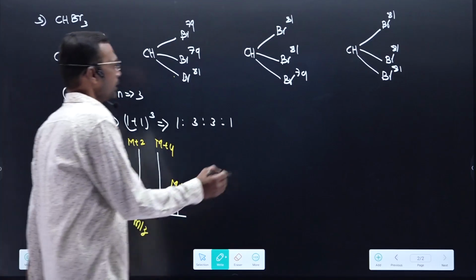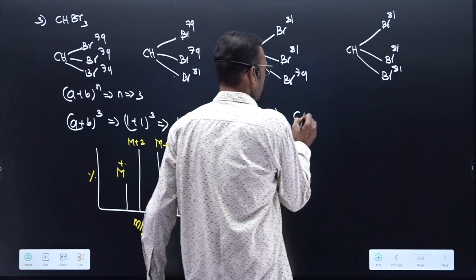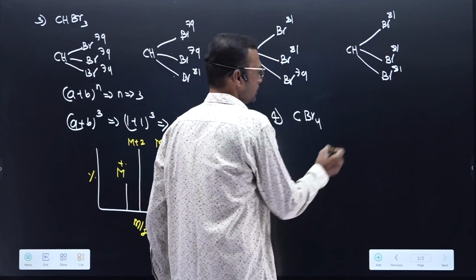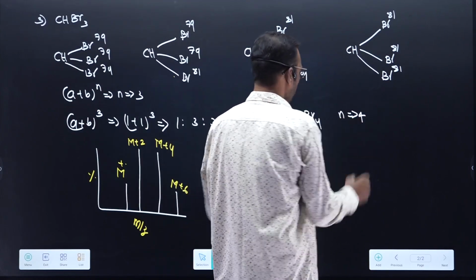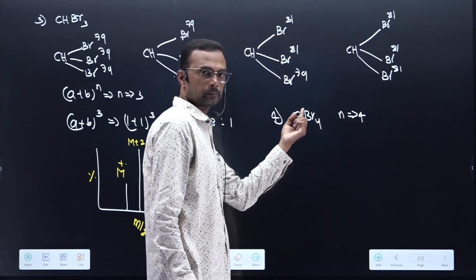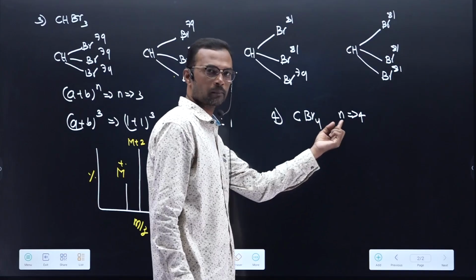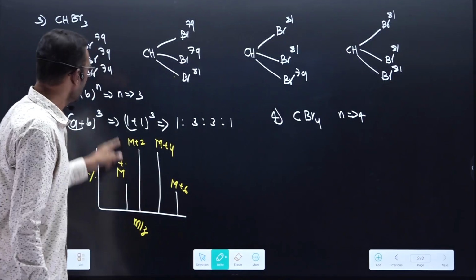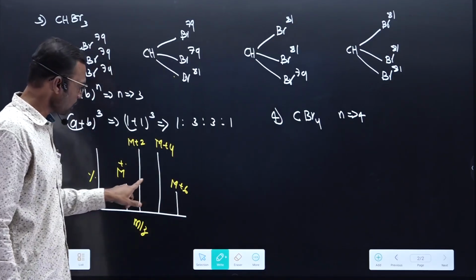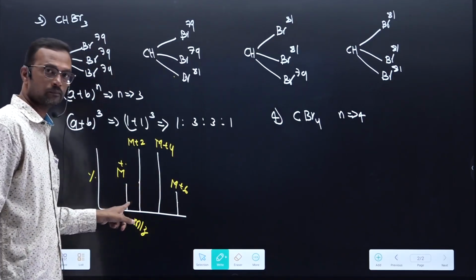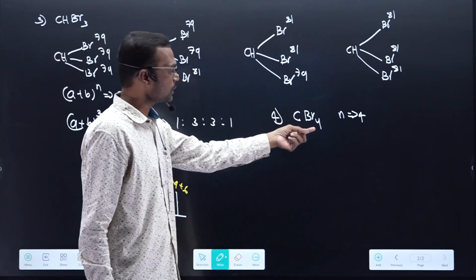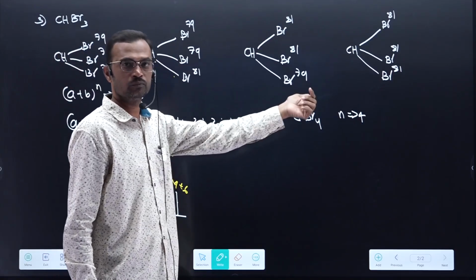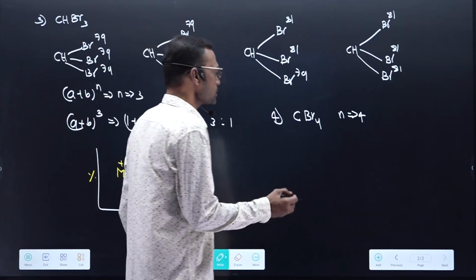In the same way, I can calculate for a carbon having 4 bromines. Here n is equal to 4. Now you will get the molecular ion, M plus 2, M plus 4, M plus 6, M plus 8. Here you will get M plus 6, there you will get M plus 8. Here 3 bromines are there, 3 peaks: 1, 2, 3, other than the molecular ion. Now 4 bromines are there, other than the molecular ion you will get 4. M plus 8 you will get.